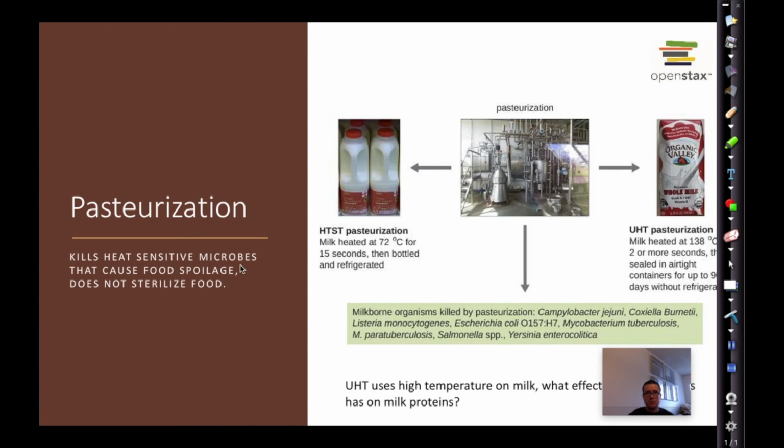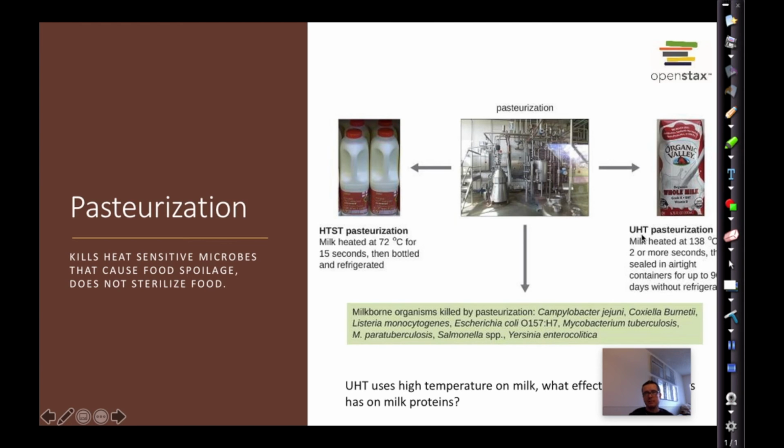Pasteurization. So take your milk, heat it up to 72 degrees Celsius, which is pretty hot, for 15 seconds, and then you bottle it. It does not remove all microbes. However, it removes enough microbes that you can then keep that milk on a shelf at a low temperature for a certain period of time, which is why you have an expiration date on your milk.